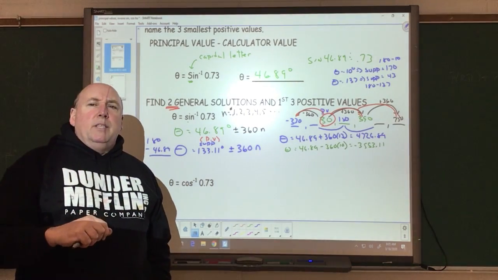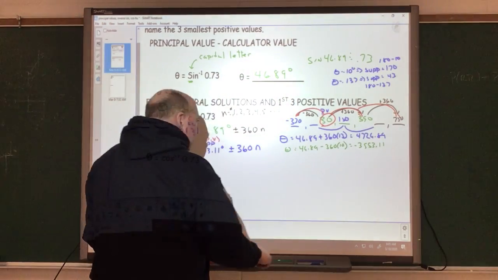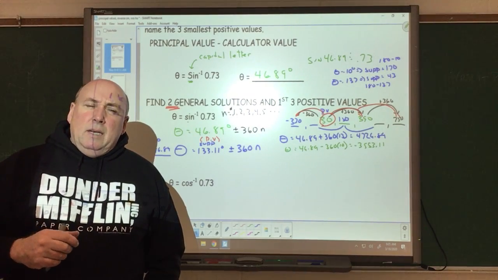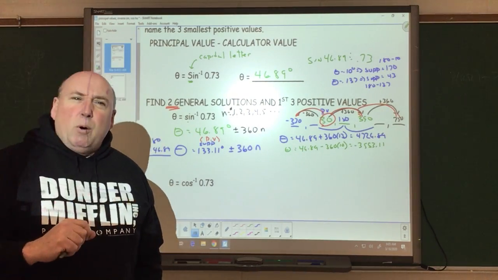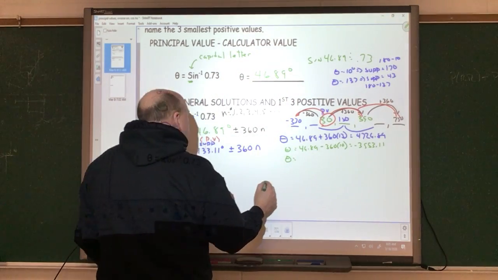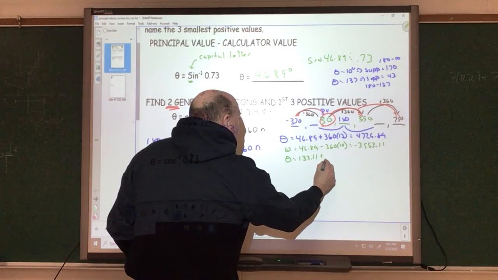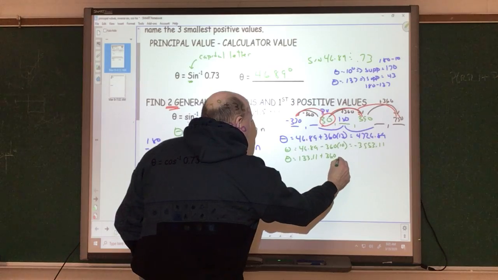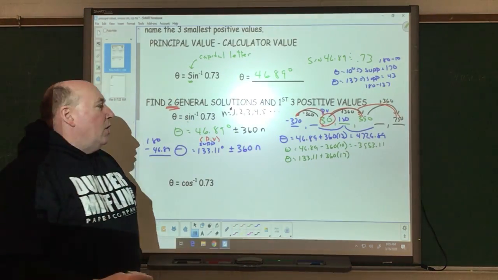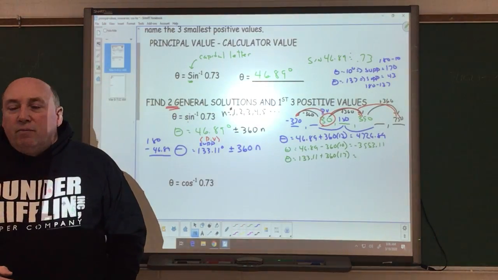We'll just do one of these to test it out to make sure. Pick your favorite number, any number. All right, we'll go with 17 then. So we have theta equal to 133.11 plus 360 times 17. Go ahead and find that angle measure.